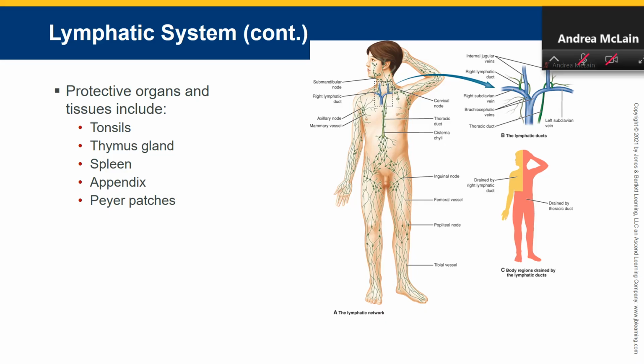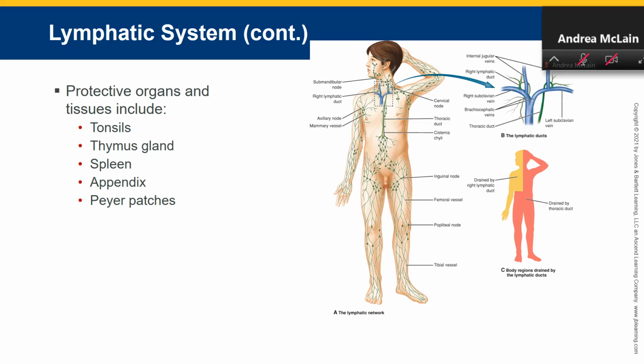The appendix, we don't think about that much anymore because I think a lot of people think that it doesn't do anything. It does have a purpose in the lymphatic system: it's associated with the large intestine. So it is a place that you can see a little bit of lymphatic activity because, obviously, we're talking about digestion, right? So the appendix does play a role in the lymphatic system.